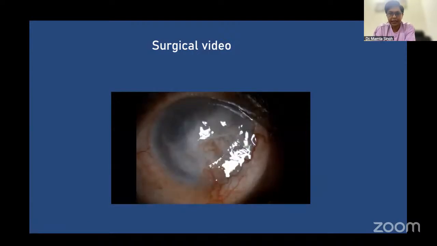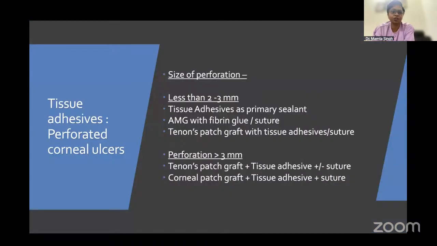So if I have to summarize uses of tissue glue in perforated corneal ulcers, if it is less than 2 or between 2 to 3 mm, tissue adhesive can be used as a primary sealant, or it can be used with AMG or Tenon's along with suture as and when needed. For perforation larger than 3 mm, it's always better to use sutures along with tissue adhesive, and that can be used with any of the biological tissue like Tenon's or corneal patch graft.